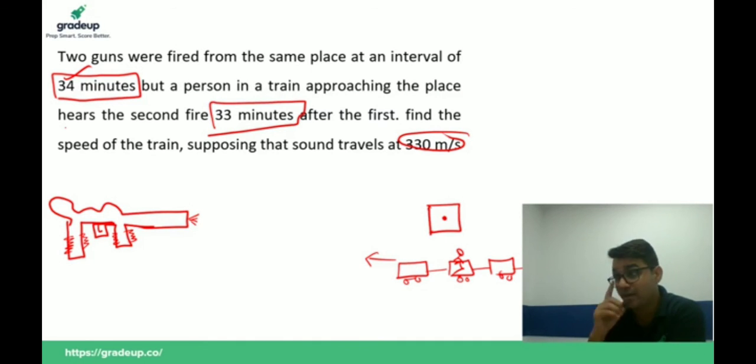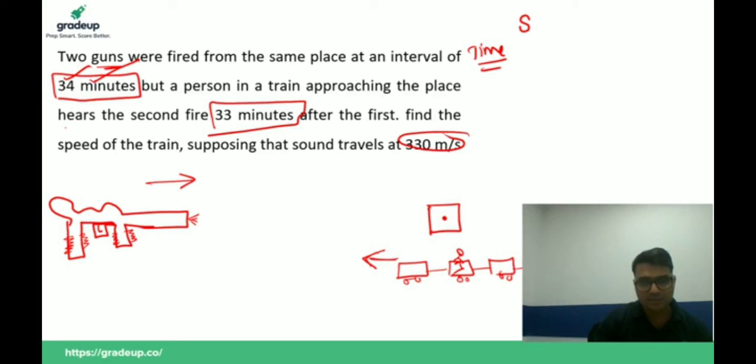Now listen, guys, carefully. Two guns were fired at an interval of 34 minutes, but he realized that the duration between these two shots is 33 minutes because sound is traveling from here and he is traveling from here in this direction. This is very easy. If only sound was traveling, then the time taken by sound to reach this place is 34 minutes. If sound and man, that is the train, both are running, then he will hear the sound of the second shot after 33 minutes.